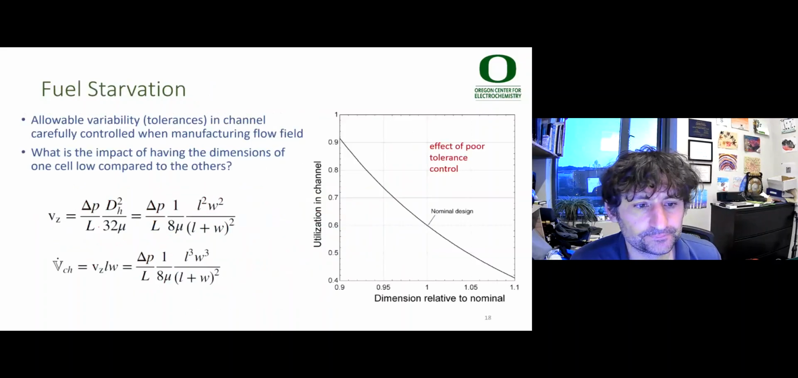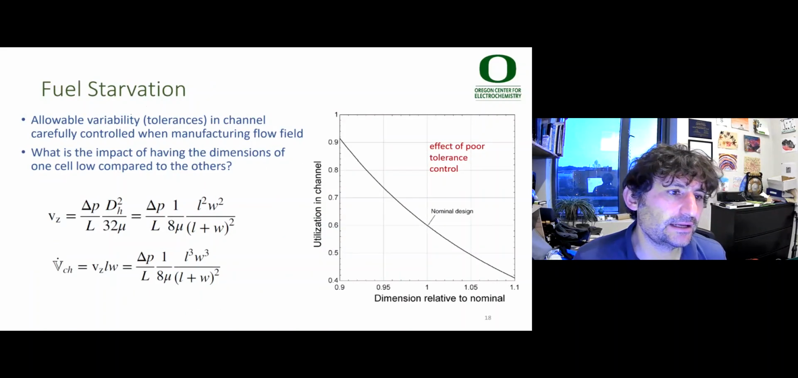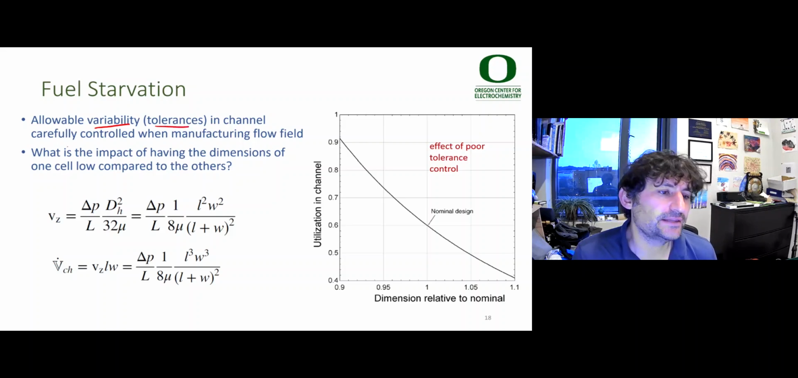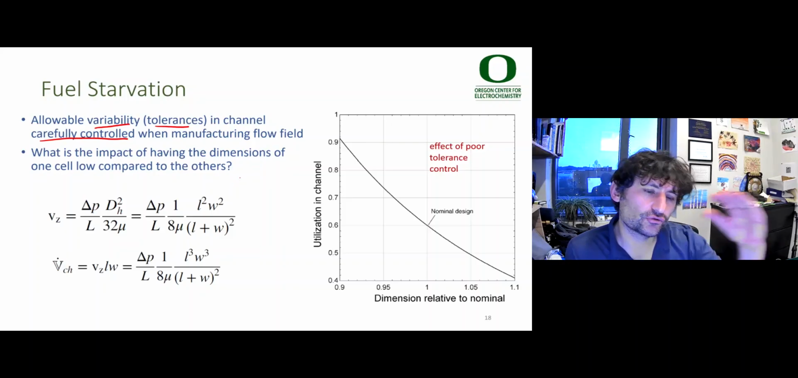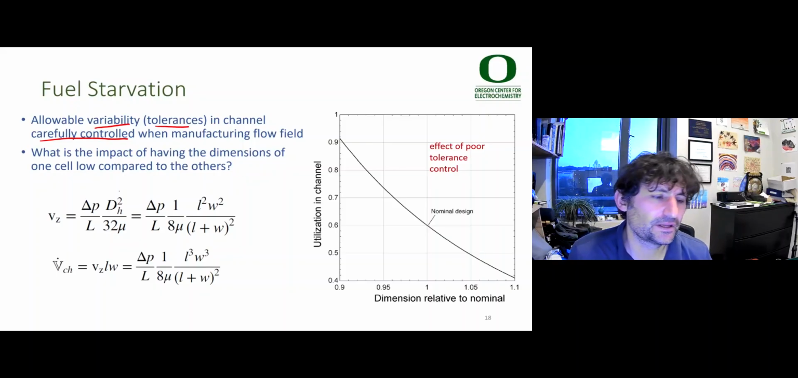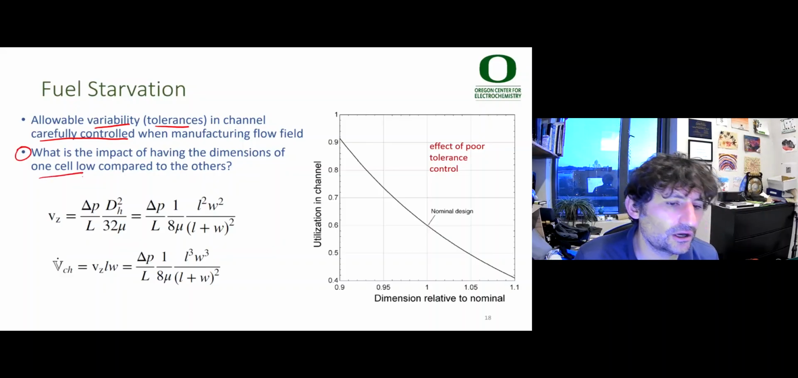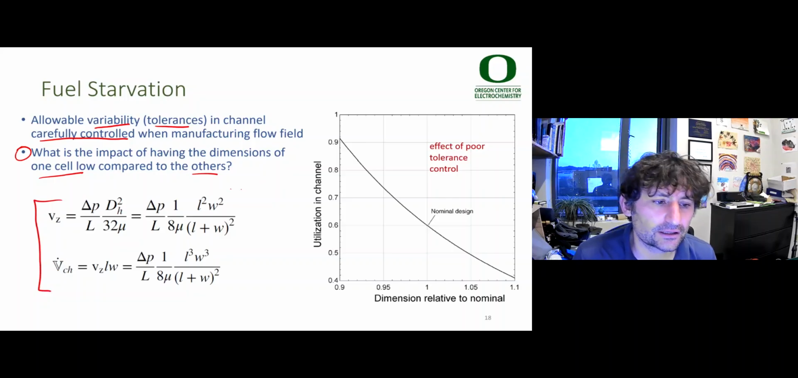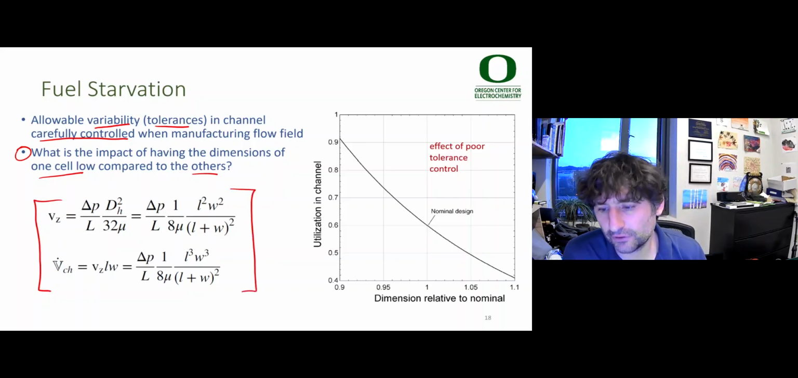so you don't want any component of your cell to ever run out of fuel. This is made complicated by the variability, i.e. tolerances in the channel. These need to be carefully controlled when manufacturing a flow field, so the utilization is well controlled in every single layer of the stack and every single channel in a given layer. You can think about what the impact of having the dimensions of one cell low compared to the others. These are some expressions that we can go through in class where Fuller and Harb explores this.